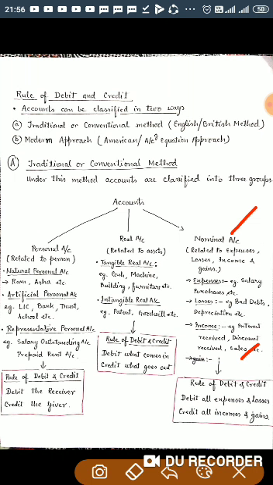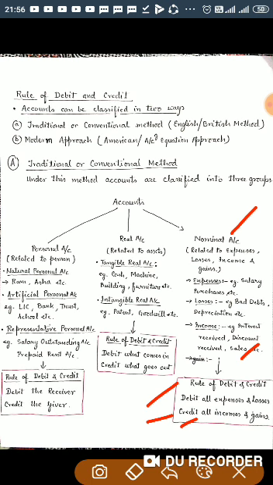The rule of nominal account: debit all expenses and losses, credit all income and gain. Whenever there is an expense in the business, that expense account will be debited. Suppose the business has paid salary, payment of salary is an expense for the business, so salary account will be debited. If the business receives interest on investment, interest received is an income, so it should be credited.